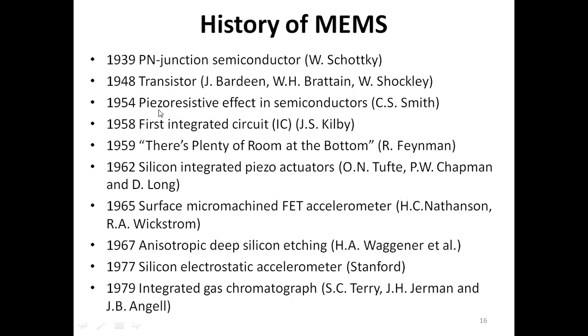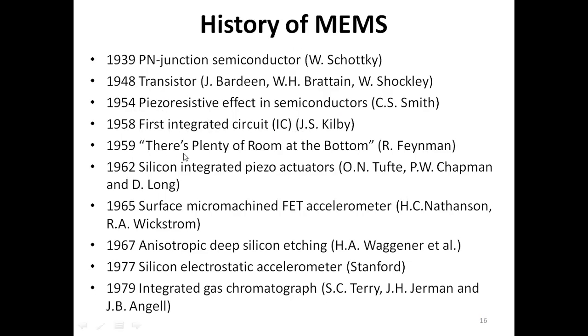1954, the piezoresistive effect in semiconductors was developed. Piezoresistive means when we apply pressure on the material and its geometry changes, its resistance changes. This is known as the piezoresistive effect, and it was produced in semiconductors. 1958, the first integrated circuit, IC, was developed by J.S. Kilby.